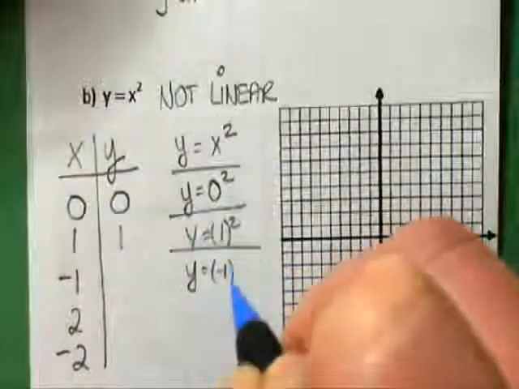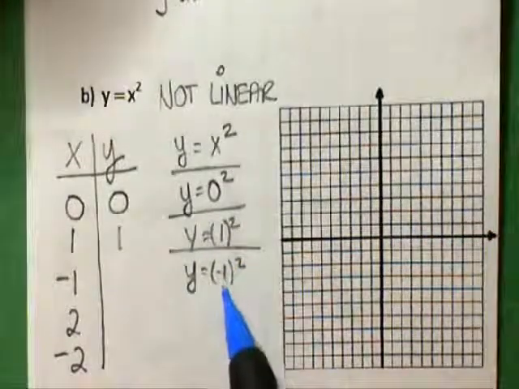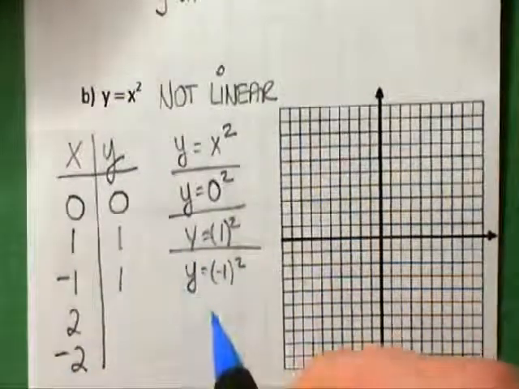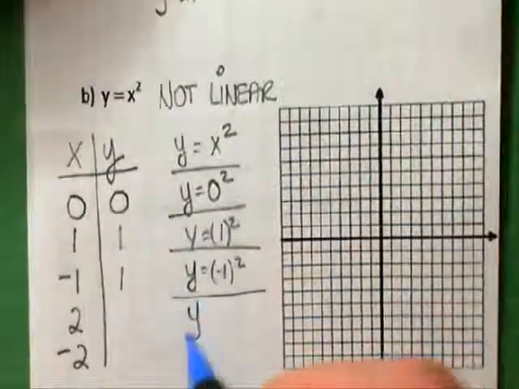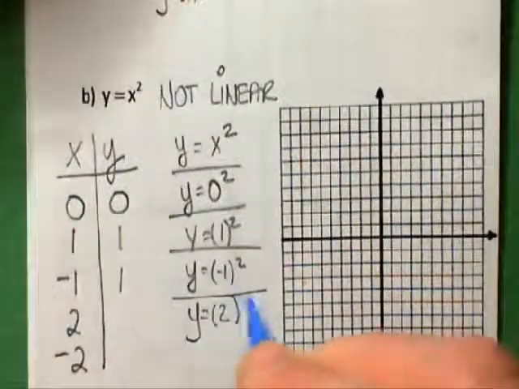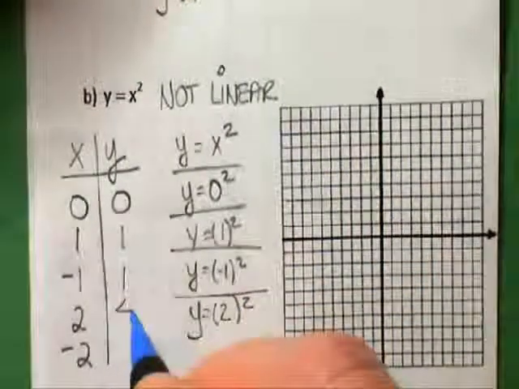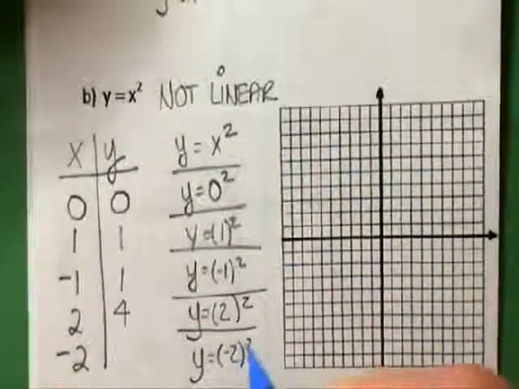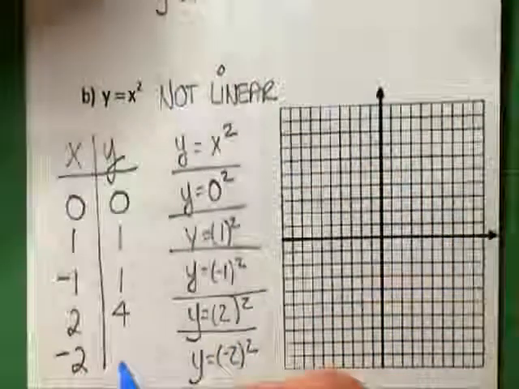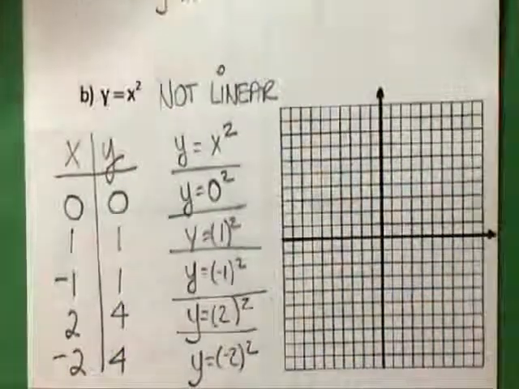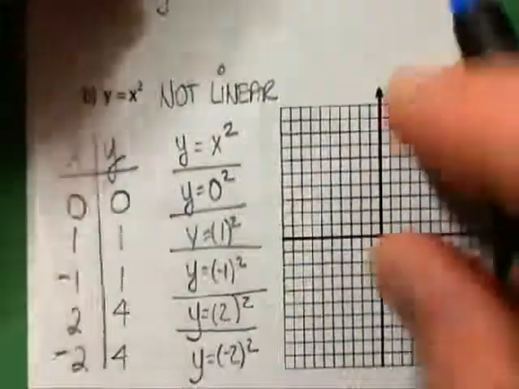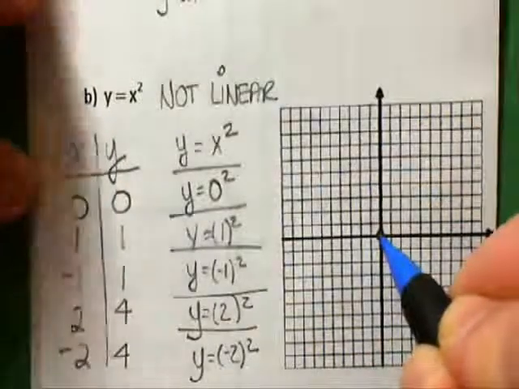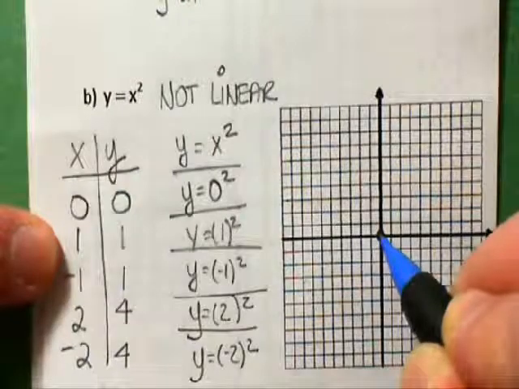Next one would be negative 1. Negative 1 to the second power is the same as negative 1 times negative 1. A negative times a negative is a positive, so it's positive 1. The next one would be y equals 2 to the second power. 2 to the second power is 4. And the last one would be y equals negative 2 to the second power. Negative times a negative is a positive, so it would be positive 4. Now that I have all my points, I'm going to plot the points. It would be 0, 0 as my first point. And then my next point would be 1, 1.